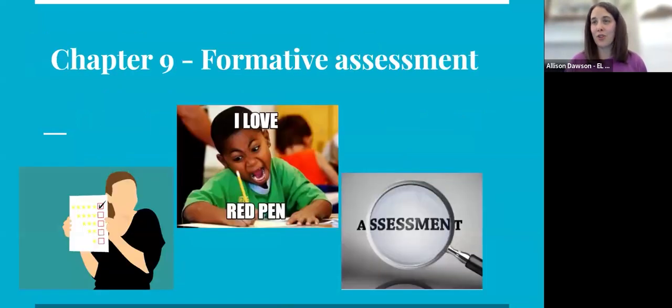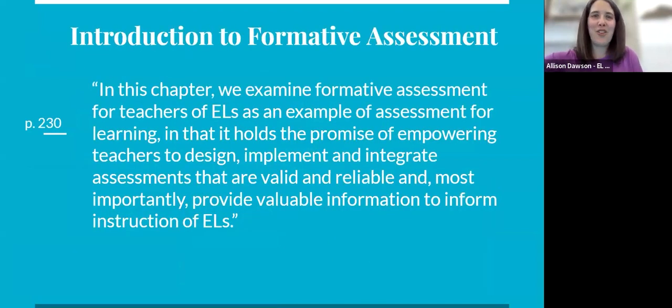All right, the new chapter for today that I hope you are able to preview at least a little bit is chapter 9 on formative assessments. Anybody else like a red pen? All right. If you want to go ahead and get your book out, we are going to be underlining, highlighting some things in the text. So please go ahead and grab your book. This chapter starts on page 229. Give you a second to grab that.